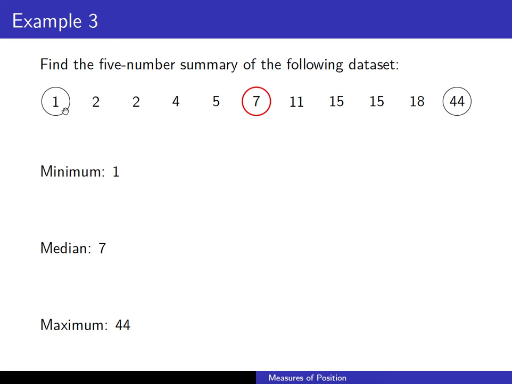Now our lower quartile is going to be the median of the values between the minimum and the median. So we can cross out the 1 and the 7, cross out the 2 and the 5. We have 2 middle numbers, a 2 and a 4. To find the median of these 2 middle numbers, add them up and divide by 2. So 2 plus 4 is 6, and 6 divided by 2 is 3. We can add that in as our first or lower quartile.